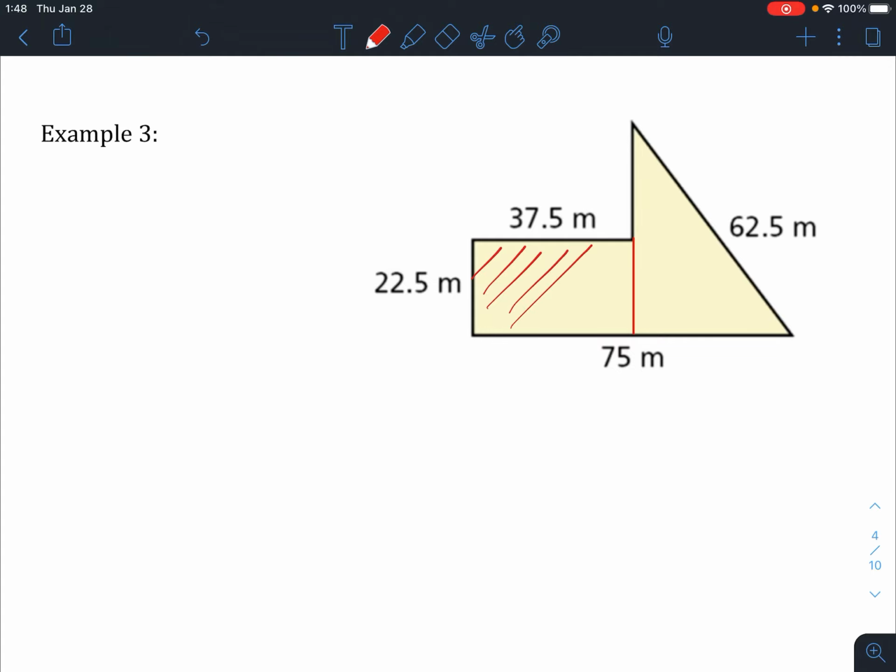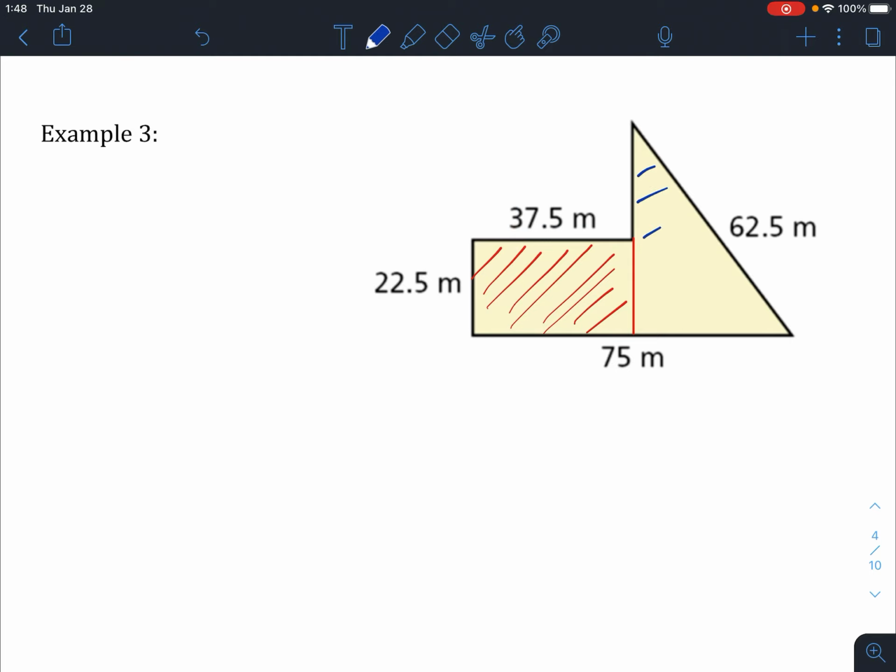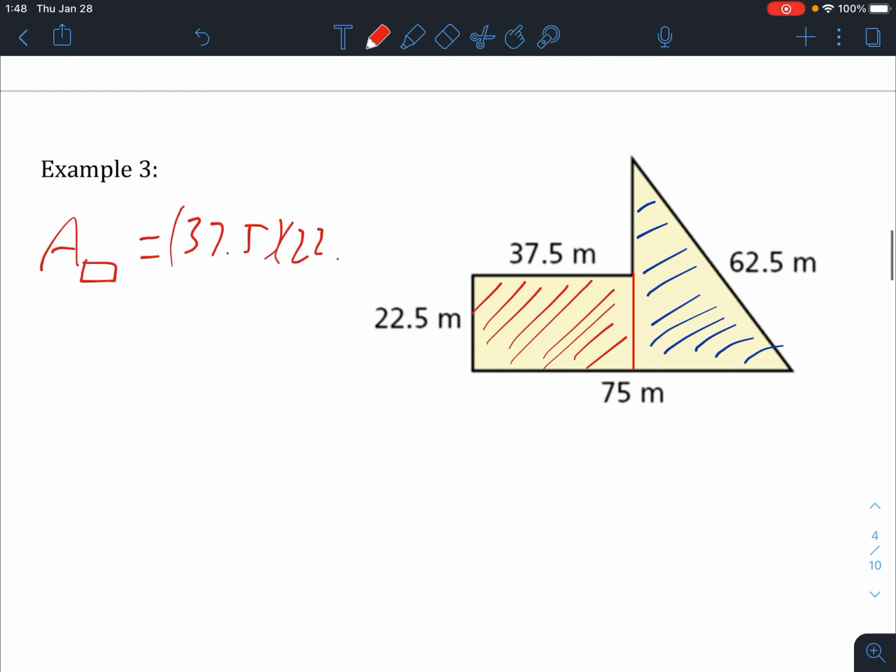And that would give you a rectangle right here, and a triangle over here. The rectangle is pretty straightforward. Base times height is 37.5 times 22.5.